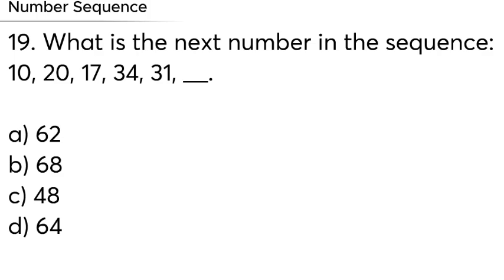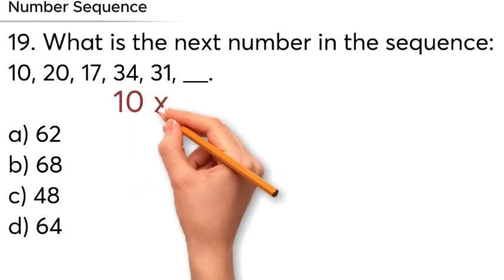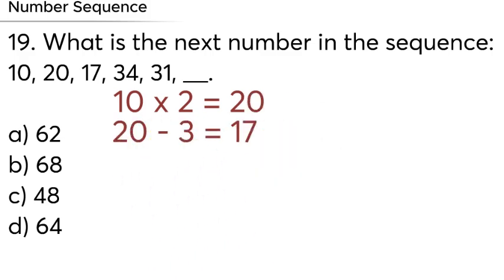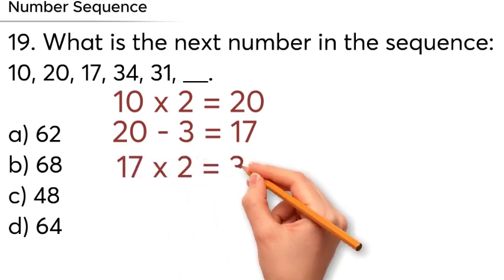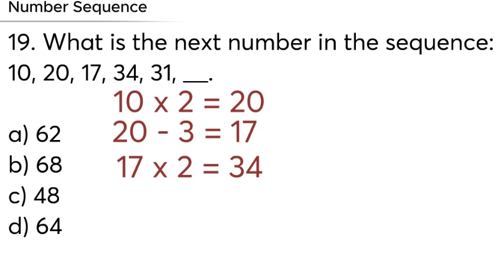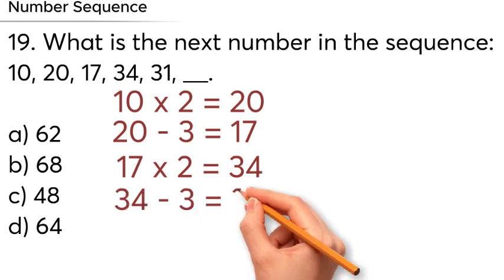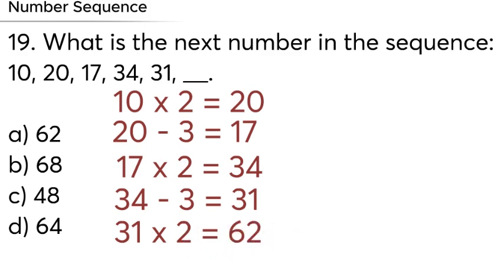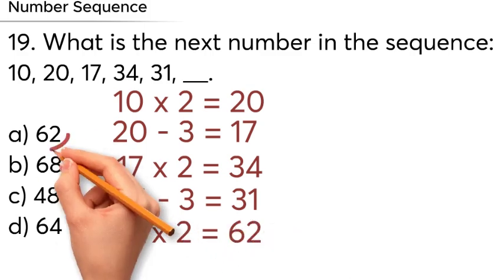We can observe in the sequence that the first number is multiplied by 2. 10 times 2 is 20. The second number is subtracted by 3. 20 minus 3 is 17. Then the pattern repeats. 17 is multiplied by 2, which is equal to 34. 34 is subtracted by 3, which is equal to 31. Thus, 31 should be multiplied by 2, and that is equal to 62.